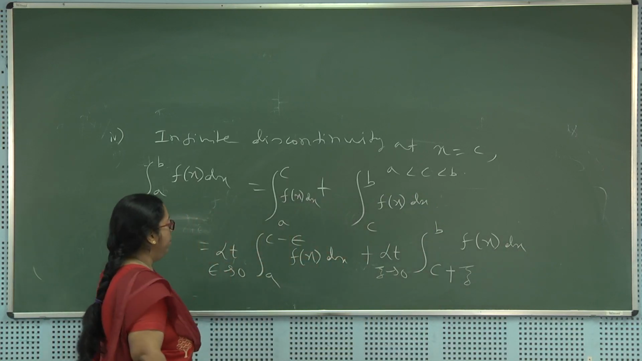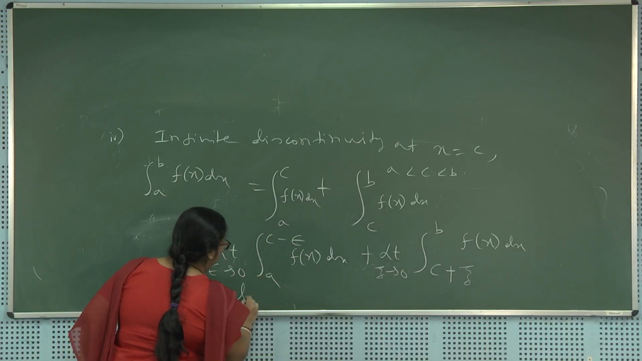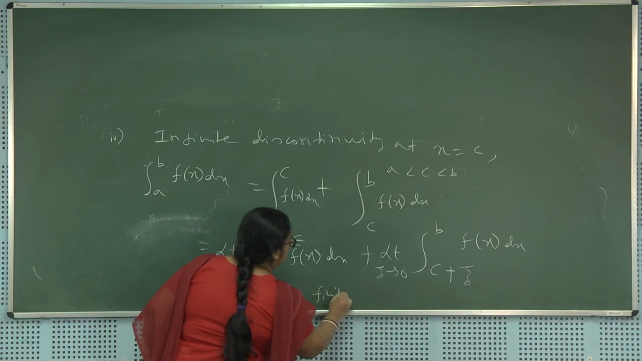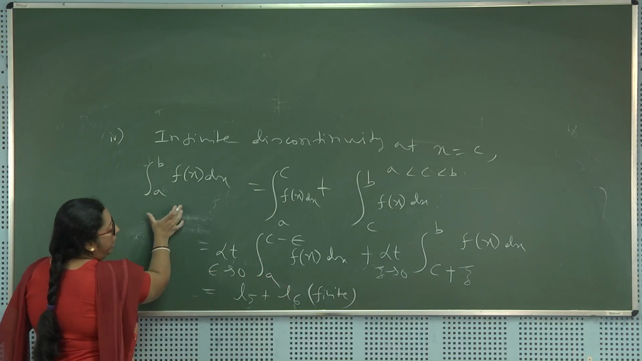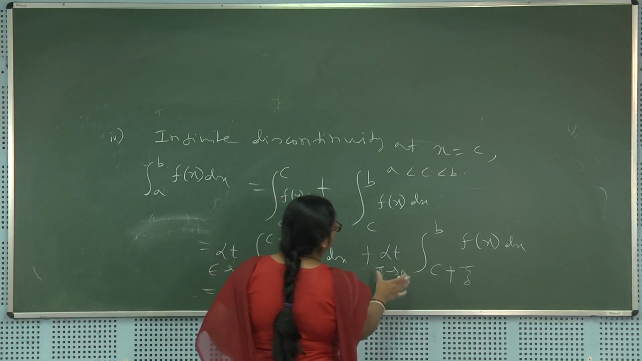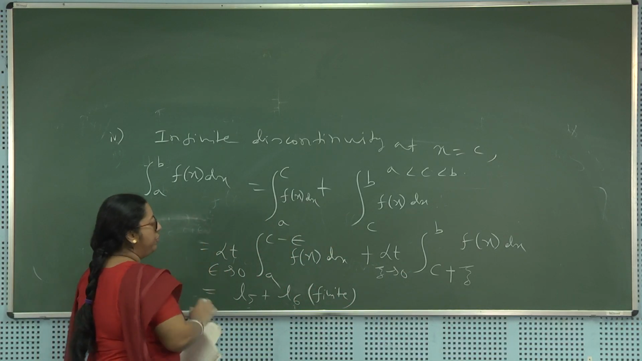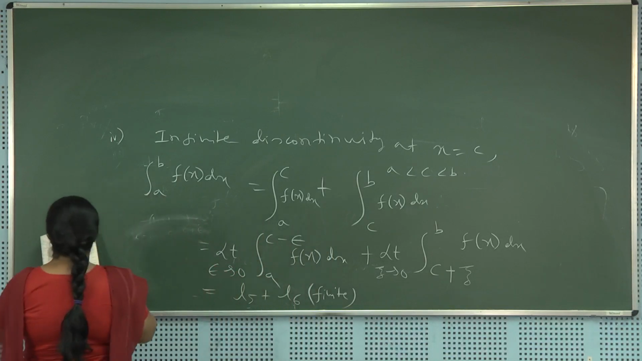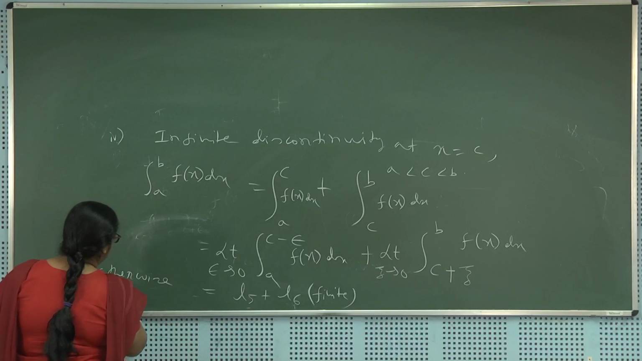Again, if both the integrals converge, say to the values L5 and L6, both of them finite, then we will say that the given improper integral is convergent and it converges to L5 plus L6. If one of the integrals or both the integrals diverge, then the given integral will diverge. Otherwise it will diverge.